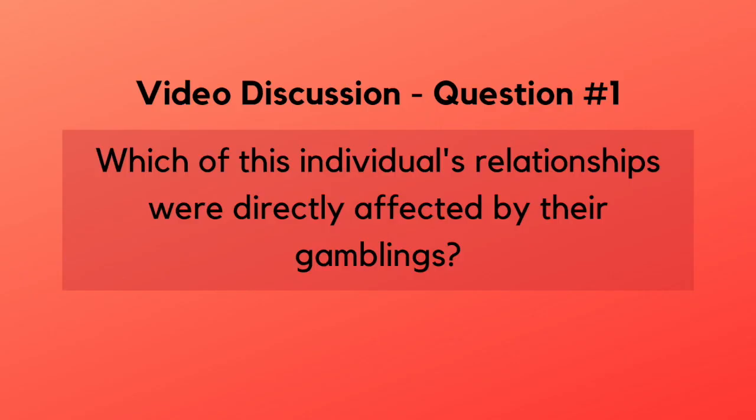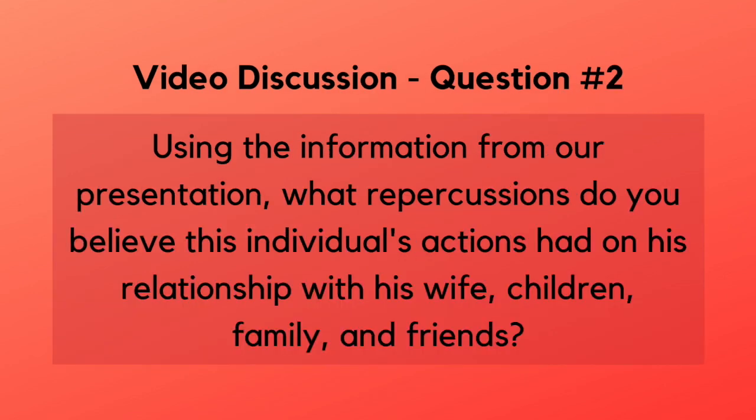Now that you've watched the video, let's look at its discussion questions. The first one's asking, which of this individual's relationships were directly affected by their gambling? The second question asks, using the information from our presentation, what repercussions do you believe this individual's actions had on his relationship with his wife, children, family, and friends?